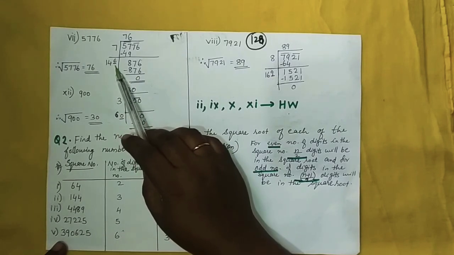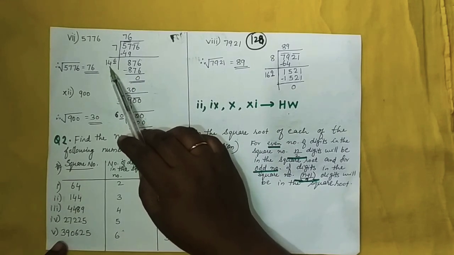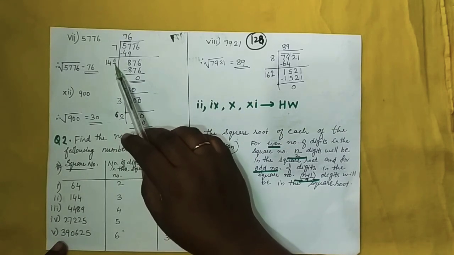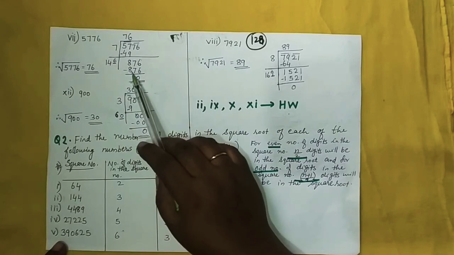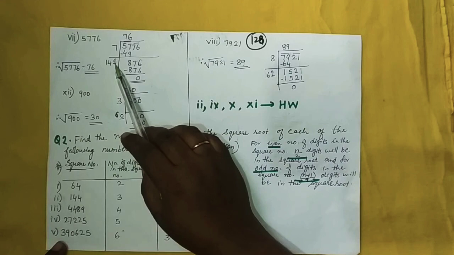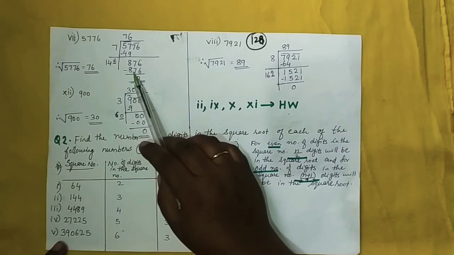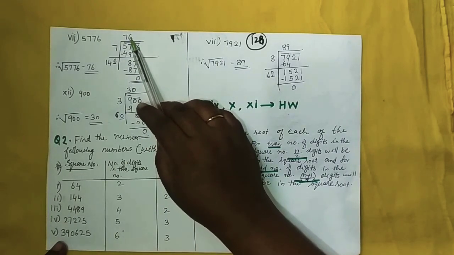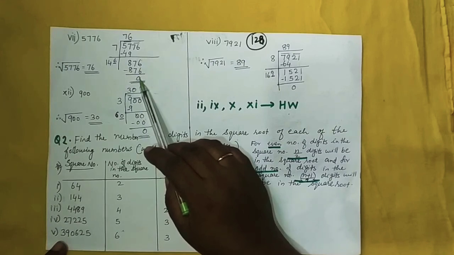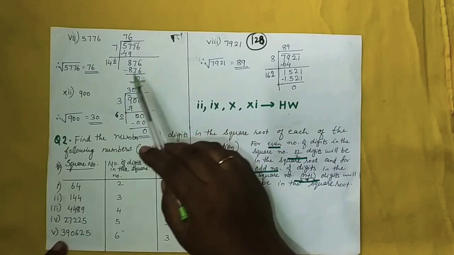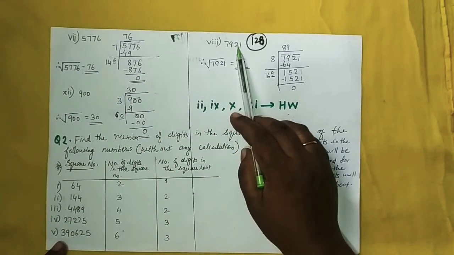Now on the right side of 14 we can write one digit such that the number formed along with this digit, multiplied by the digit we have written here, gives 876. If we write 6, the number will be 146. 146 into 6 is what? 876. Same number we got. So that 6 we will write in the quotient. And the remainder here is 0. So what is the square root of 5776? 76. Now 8th question, 7921.